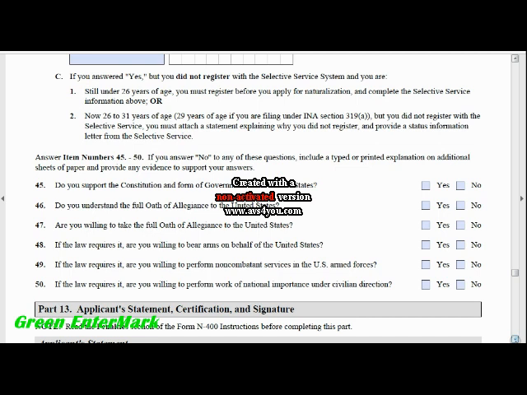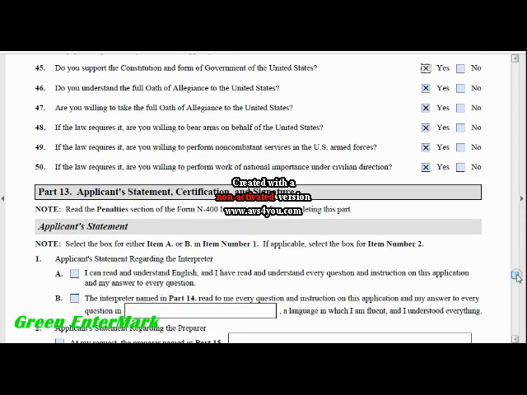Okay, then 50: if the law requires it, are you willing to perform work of national importance under civilian direction? Yes, yes. But if you have some disability, you can say so, but normally most of the people say yes. Okay, applicant statement, certification, and signature.